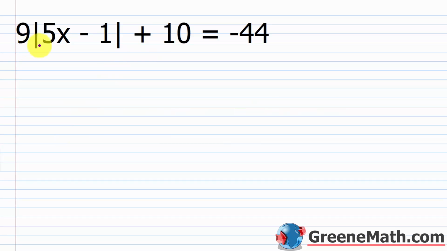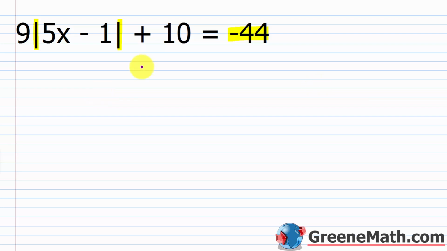So we have 9 times the absolute value of 5x minus 1, then plus 10 is equal to -44. So the idea here is that we want to isolate the absolute value operation on one side of the equation, and then we want a number on the other. But if that number on the other side happens to be negative, we're not going to have a solution. So don't just look at the negative over here on the right-hand side and assume that this guy is going to be a no solution to start. You've got to isolate the absolute value operation before you can make that determination.